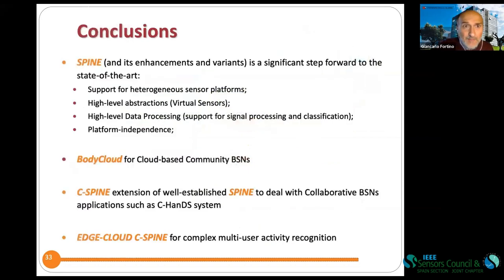Okay, let's try to summarize my talk so that I leave space for questions. First of all, Spine was a reference framework in the area of body sensor networks with all its variants, not just the plain Spine, but also the collaborative version of Spine, the body cloud supporting community of users, and many other variants of Spine that allowed us to experiment with our environment in many different use cases.